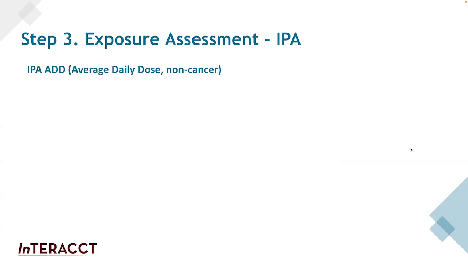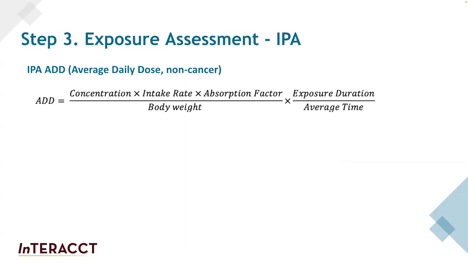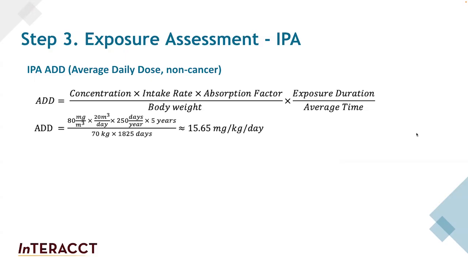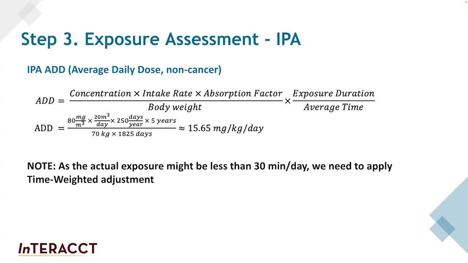Let's walk through calculating the average daily dose, ADD, for IPA, as it's a non-carcinogen. We use the ADD equation shown here, incorporating our scenario parameters. Plugging these into the formula, we calculate an ADD of approximately 15.65 milligram per kilogram per day. However, in reality, the actual exposure might not occur for the full 8-hour workday.